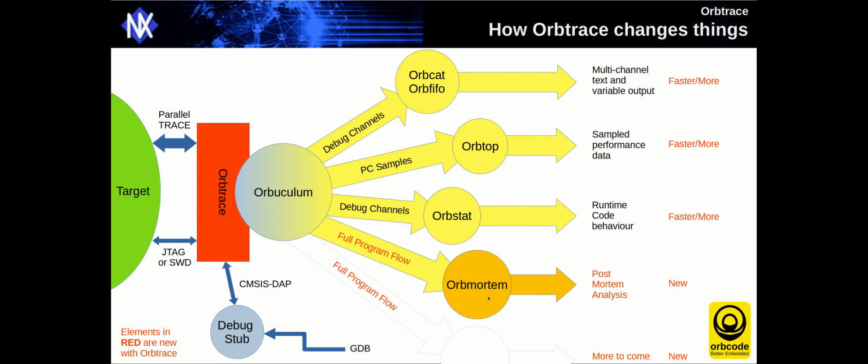So Orbmortem is the first thing. That's the, if you like, the flagship product, which is going to show you what Orbculum can do when used with Orbtrace. But it's not the limit. We can use this full program flow for all sorts of other things that we haven't yet implemented. And one of the beauties of doing all of this stuff open source is that other people can pick some of these things up and scratch their own itches and do things that they want to do.